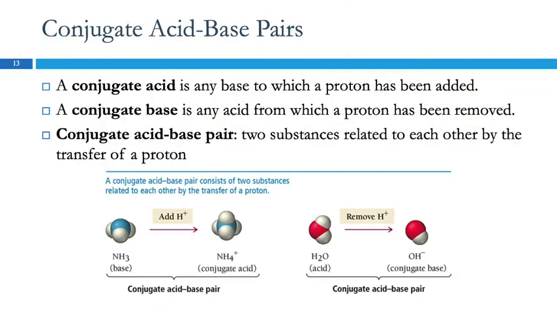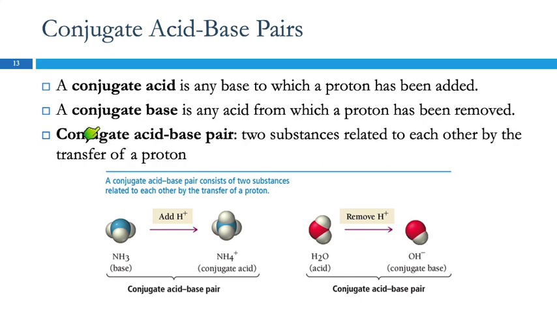We call these pairs conjugate acid-base pairs because you can't have an acid without a base. So the conjugate pair, well, let's go back to the top of the slide. A conjugate acid is what you get after the base accepts its proton. Because now it has a proton, it can turn around and donate that to something else. So now it's an acid. It's the conjugate related to the original base.